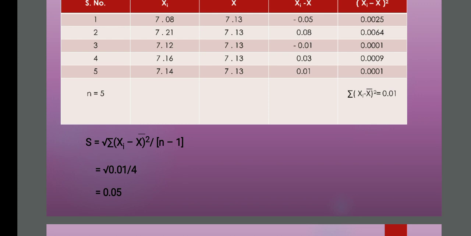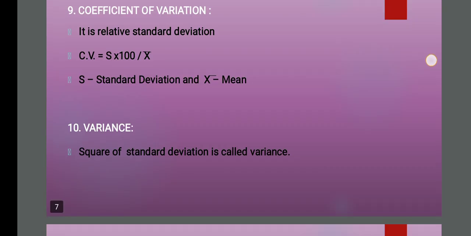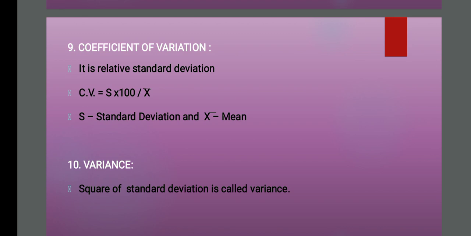Next one is nothing but coefficient of variation. So what I mean by coefficient of variation is, it's a relative standard deviation. So relative standard deviation is called as coefficient of variation. So coefficient of variation is given by the formula standard deviation divided by mean into 100. So coefficient of variation CV is equal to S into 100 divided by X bar, where S is nothing but standard deviation and X bar is the mean value.